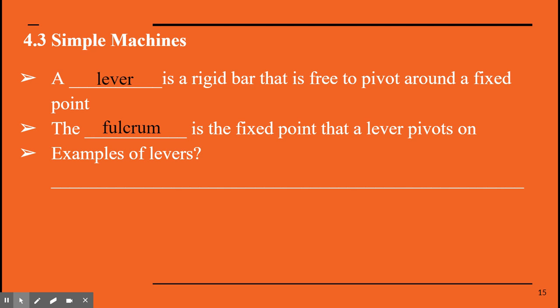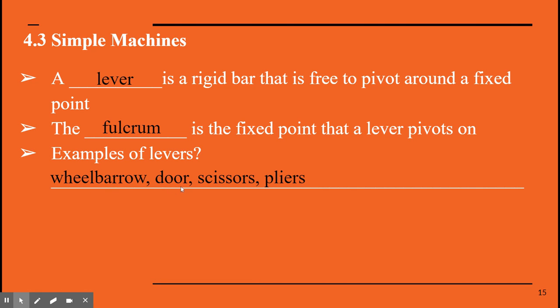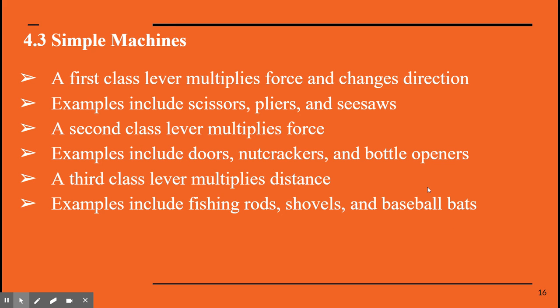Other fulcrums, you could have them on teeter-totters, or a seesaw. The very middle part, the whole bar pivots on that single point right there. This is how levers work. A few examples. Wheelbarrow pivots around the wheel. Door pivots on the hinges. Scissors, talked about that. Pliers, you pivot them around whatever the object is you're trying to put on or remove.